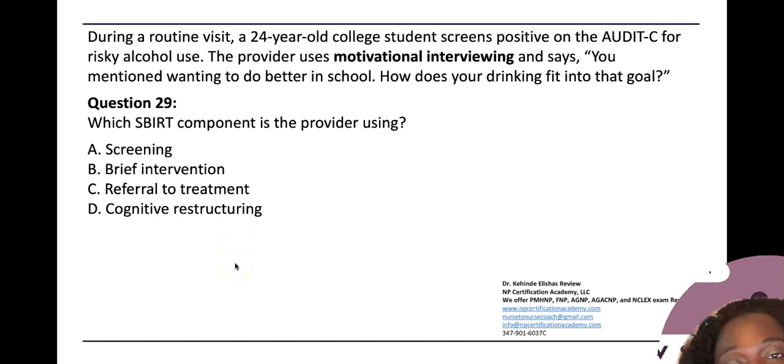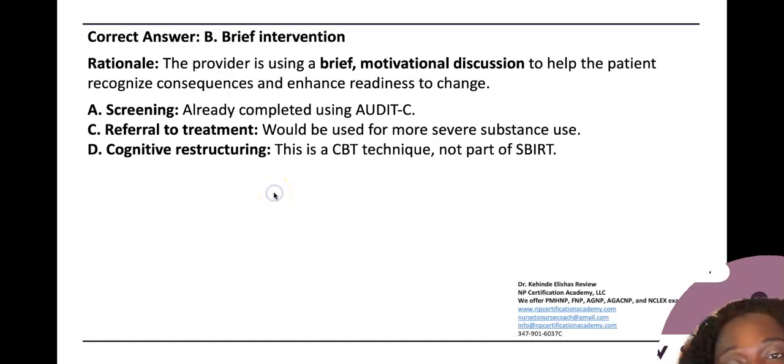And that's the way they're going to throw you into a critical thinking scenario for your motivational interviewing technique, for your FRAMES mnemonic, for your SBIRT. And we know the final answer is brief intervention. "You mentioned wanting to do better in school. How does your drinking fit into the goal?" That component is brief intervention. B, final answer. The provider is using brief motivational discussion to help the client or patient recognize consequences and enhance readiness to change. Screening would sound like this is already completed using AUDIT-C. Referral to treatment would be used for more severe substance use.